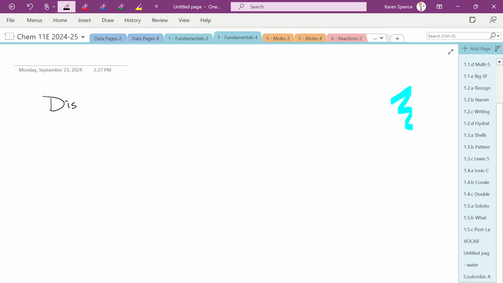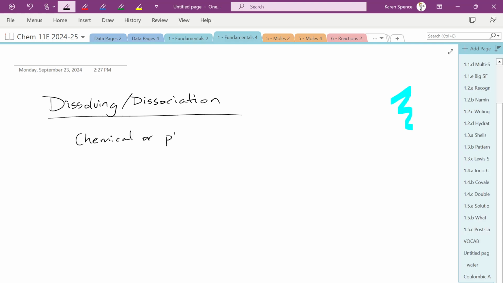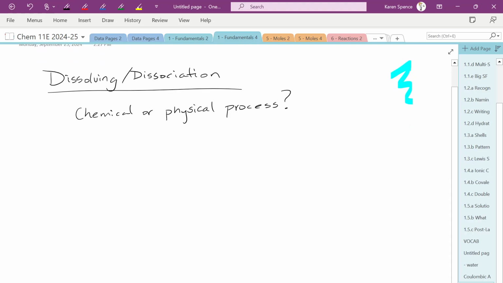So the dissolving / dissociation, is this a chemical or a physical process? So what we're going to do is think about this for a moment. I'm going to write down the equation.